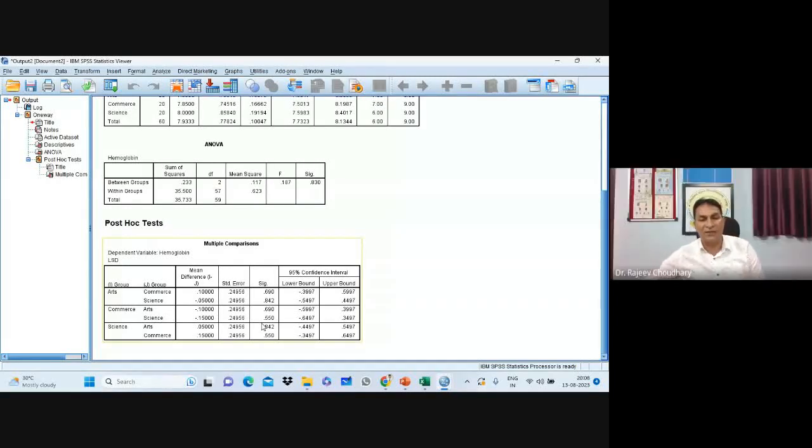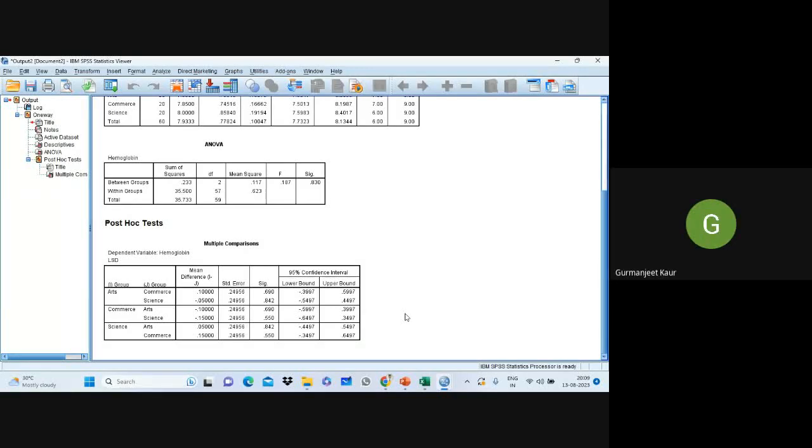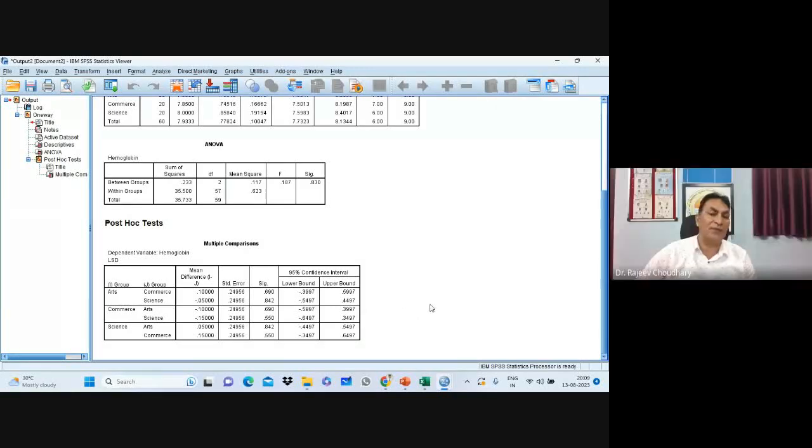So this is a lacuna of the software. Instead of 3 pairs, the output has 6 pairs. But we know that the first pair is arts versus commerce, the second pair is arts versus science, and the third pair is commerce versus science. Since no significant difference was found, in these paired means also no significant difference is found among all pairs. Is it okay? Yes, sir. So we compared means.